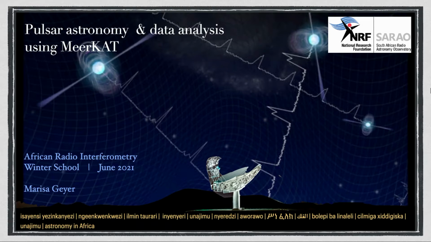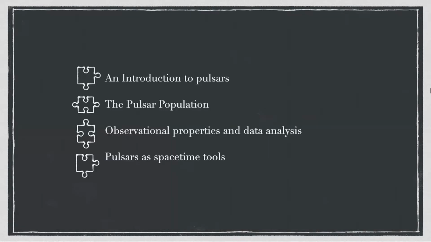Okay, so getting started, this is the brief overview. I will introduce you to what these things that I call pulsars are. And then once we understand the individual pulsar, we'll look at what we know about them as a population, and then dig into their observational properties. So how will they look to you in MeerKAT data? And then lastly, we'll touch on some of the tools with which they are used.